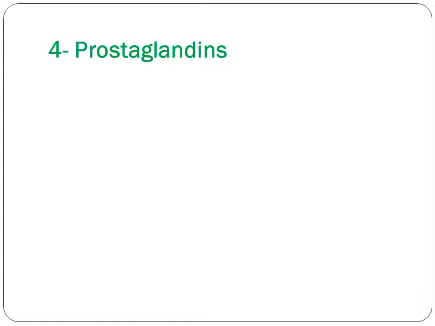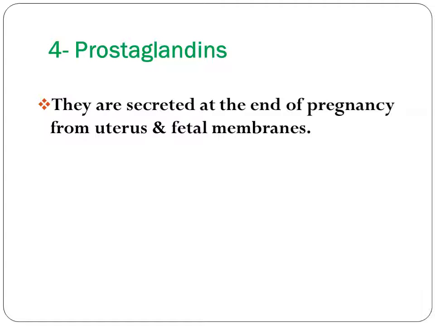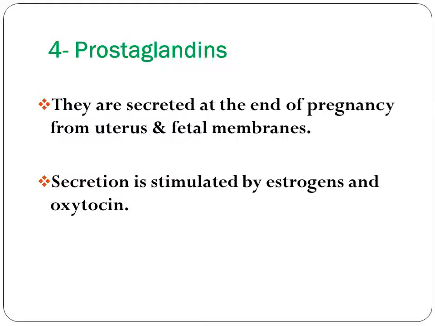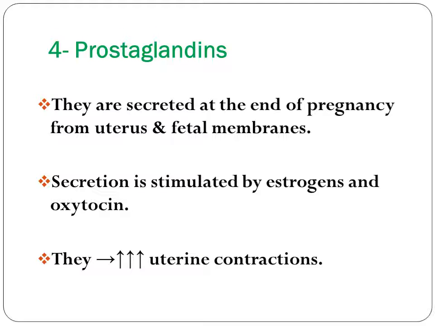The fourth hormone is prostaglandins. Prostaglandins are secreted by the end of pregnancy. They are secreted both from the uterus and from the fetal membrane. Prostaglandin secretion is stimulated by estrogen and oxytocin, and they act to increase uterine contraction.